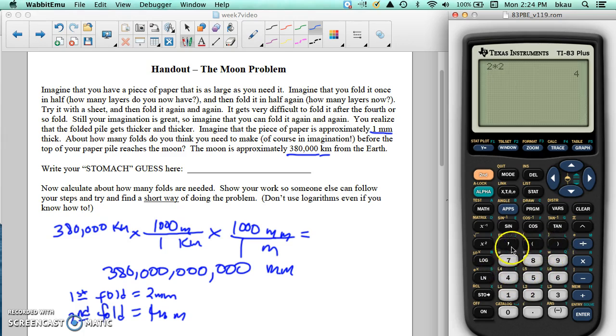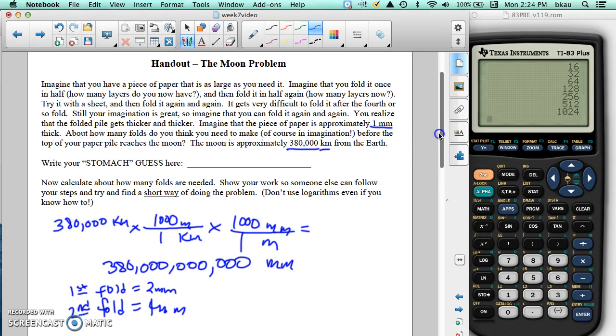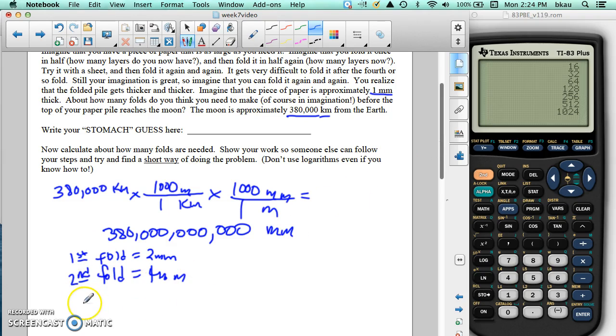And then we're going to take that answer each time. I can use this calculator, just take the answer each time and multiply by 2, so we can double that answer. So this will be the third fold, 8, 4th, 5th, 6th, 7th, 8th, 9th, 10th. So in the 10th fold we have 1,024 millimeters. That's just a little bit more than a meter, because we know 1,000 millimeters is 1 meter. So the 10th fold is 1,024 millimeters.